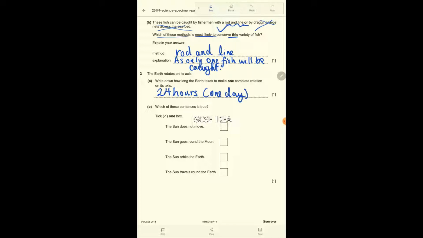Which of these sentences is true? Tick one box. The sun does not move? Yes, the sun does not move. The sun goes round the moon? No. The sun orbits the earth? No. The sun travels round the earth? No. So the first statement is correct.